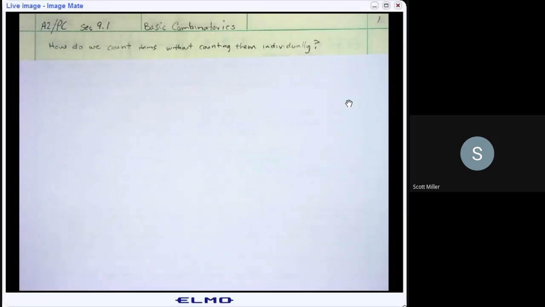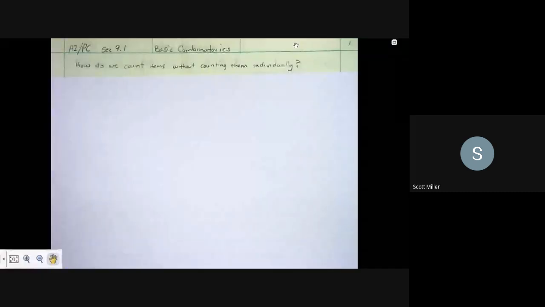So now we're going to look at section 9.1, basic combinatorics. Here's a big question: how do we count items without counting them individually? In other words, how do I count a set of numbers that's so large that it just takes too long to count? Mathematicians have come up with ways of doing this kind of thing. We've looked at how it all plays out, and here are some simple examples to help you see how this is done.